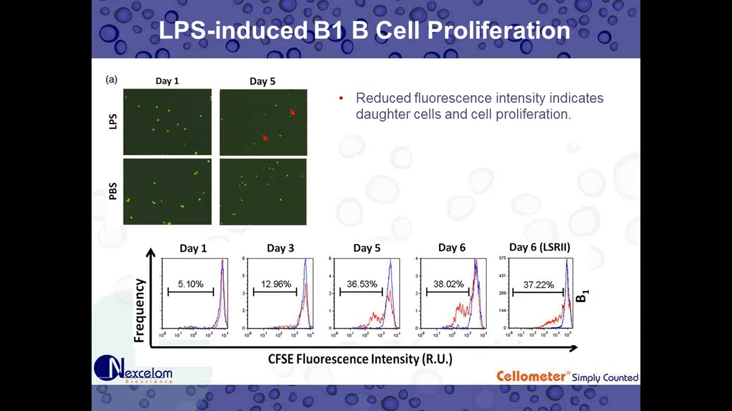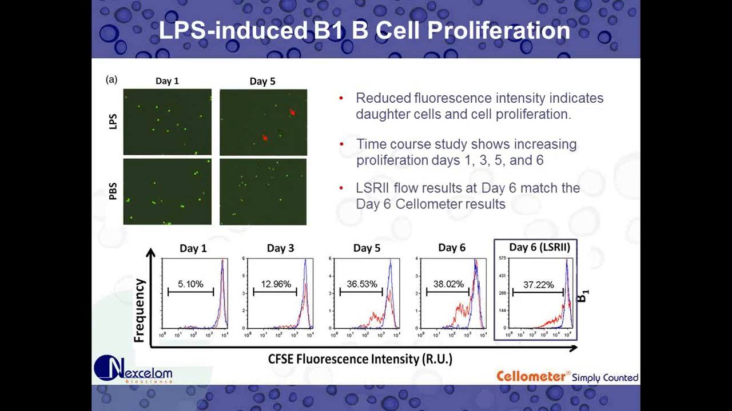And the results of our collaboration are shown on this slide. We saw reduced fluorescence intensity indicating daughter cells and cell proliferation. The time course study shows increasing proliferation from day 1 to days 3, 5, and 6. And the LSR2 flow results at day 6 match the day 6 Cellometer results. And from this time course study, researchers could also see that at day 5, they're pretty much at the end of their experiment. They don't need to go to day 6 or day 7. They can really track the progression.